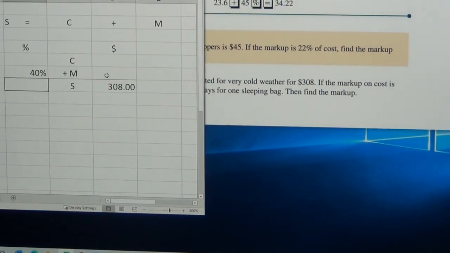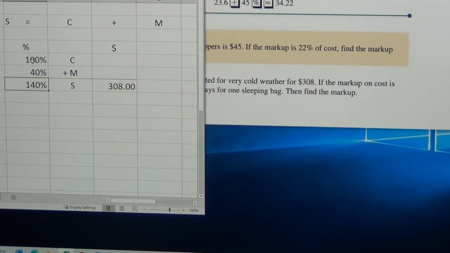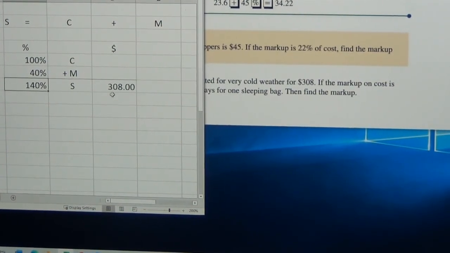This is what's kind of interesting here. What do we know? Let's go with what we know. We know that the cost is 100%. And so we know that this is 140%. Now this is kind of key here, because now it's going to be relevant how we came up with this number, or how we could back into this number.